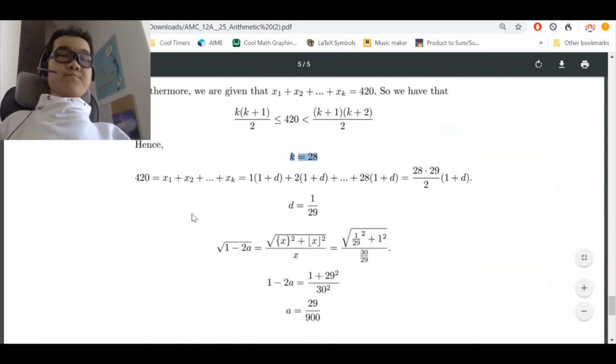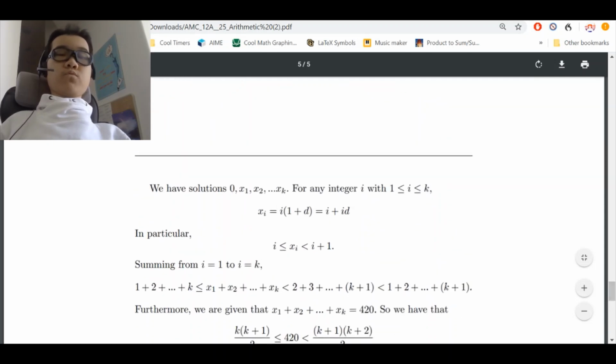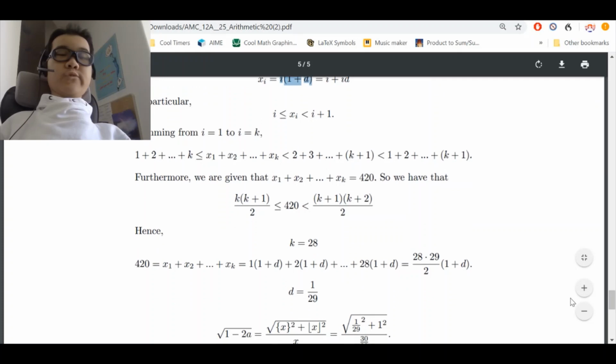Okay, now we have that 420 is the sum of the solutions. What was x1 again? Well, x1 was 1 times 1 plus d. So that's where this comes from. And then x2 is 2 times 1 plus d, and so on all the way up to 28 times 1 plus d. Now we can factor out the 1 plus d. So it becomes 1 plus 2 plus 3 all the way to 28 times 1 plus d, and that's equal to this. Okay, now we can solve for d. When we do so, we get d equals 1 over 29.